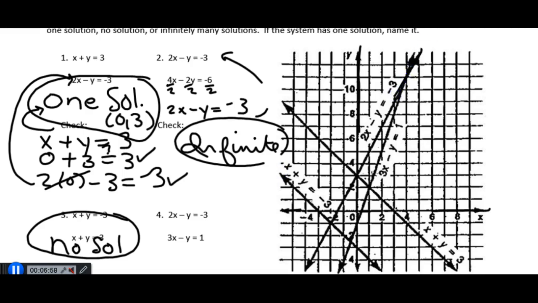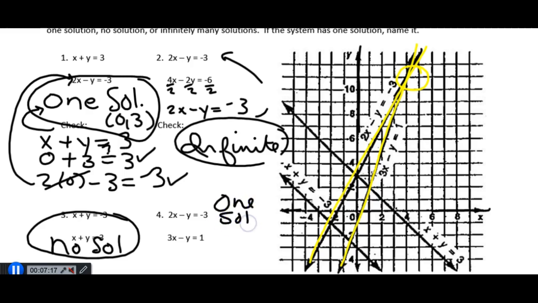We have, oops, wrong color. We used that one already. And 3x minus y equals 1. That's this one right here. So I can clearly see that those intersect. Looks like right there. So it does have one solution.